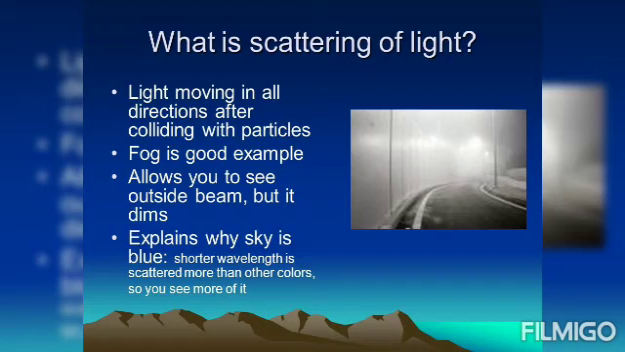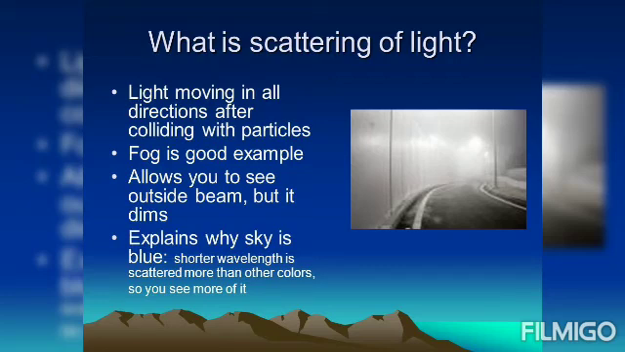So children, as you know, when sunlight is coming through the atmosphere, dust particles are present there. The light collides with the dust particles, and it gets scattered. So this process is known as scattering of light. Scattering of light is a kind of dispersion caused by the sunlight entering and colliding with the dust particles, so light moves in all directions after colliding with the particles. Fog is a very good example of scattering of light; it allows you to see the outside beam, but it dims the light also.